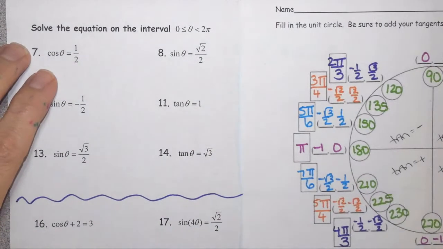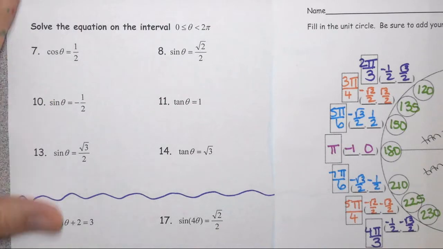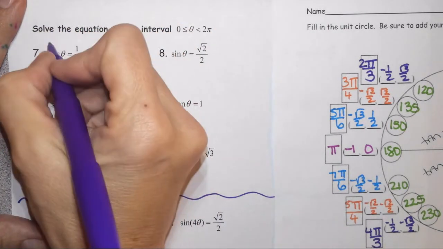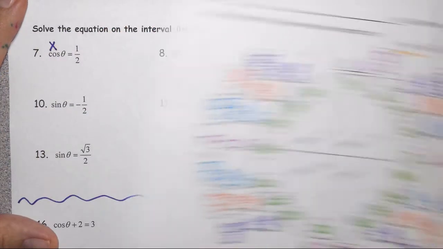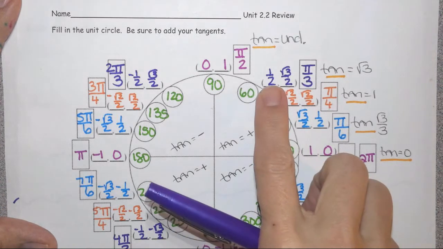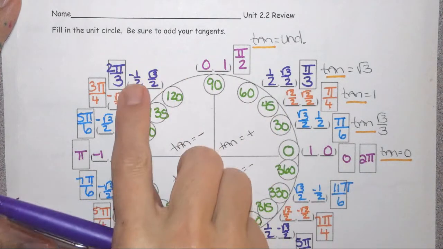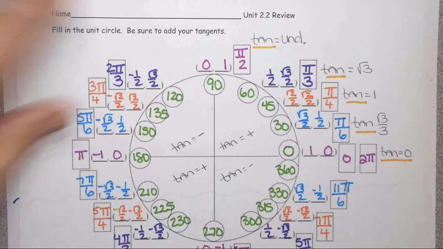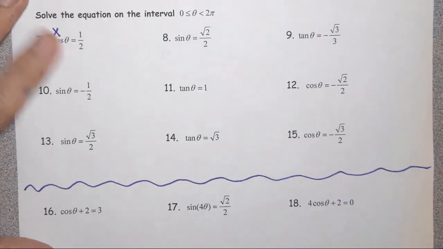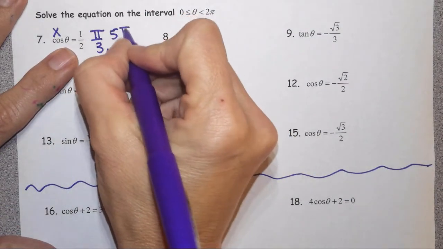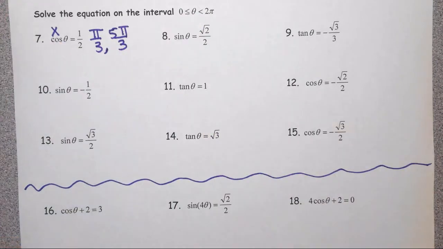So on number 7, they want to know where on the circle cosine equals 1/2. You have to remember that cosine is x on your circle, so you're looking on your circle for where x is a positive 1/2. So x is positive 1/2 at pi over 3, and x is positive 1/2 at 5 pi over 3. So I have 2 answers, pi over 3 and 5 pi over 3. And it's that simple. Okay?